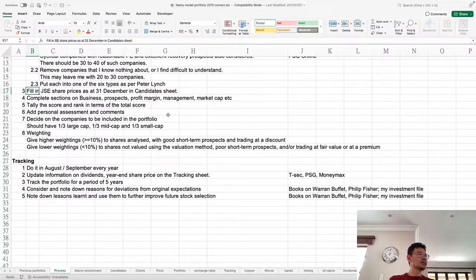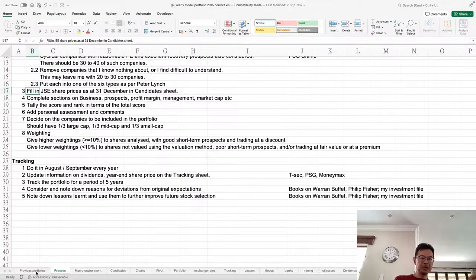So there will be reasons that only manifest afterwards why maybe a certain company didn't perform as expected initially. And then number 5 is note down lessons learned and use them to further improve future stock selection. So the methodology was based on Warren Buffett's book, The Warren Buffett Way, and Philip Fisher, and my own investment file. Okay, so that's the process.